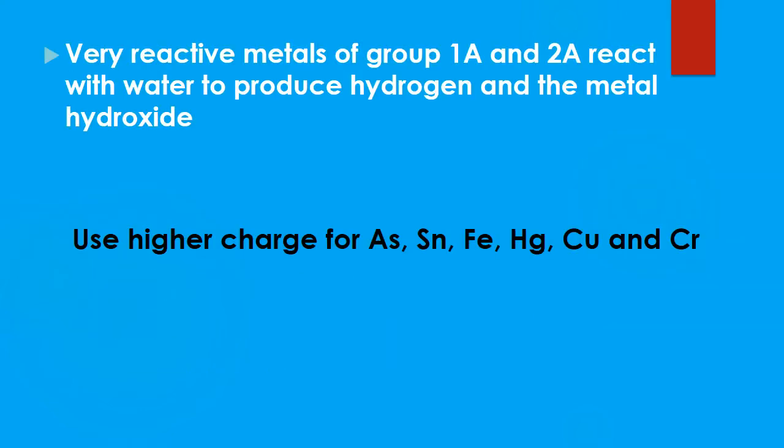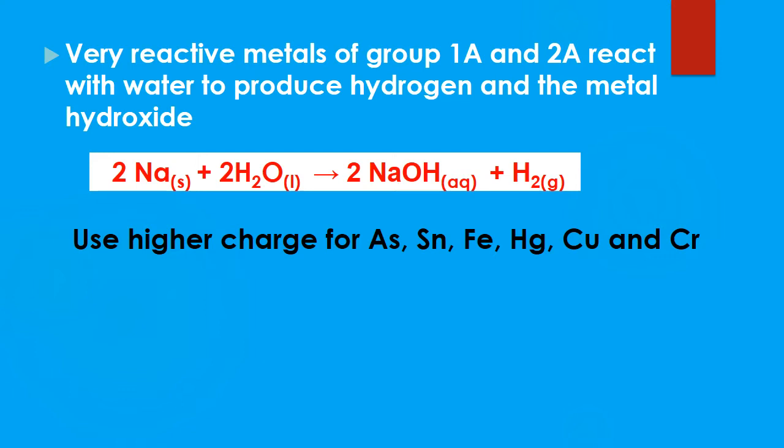Now, the very reactive metals of group 1A and 2A react with water to produce hydrogen and a metal hydroxide. So we have sodium. Sodium reacts with water to give us our metal hydroxide and hydrogen gas. Here we see sodium is a solid, water a liquid. Sodium hydroxide will dissolve in water, so it is aqueous. Hydrogen is produced as a gas, H2, so that's why it's shown as a gas.